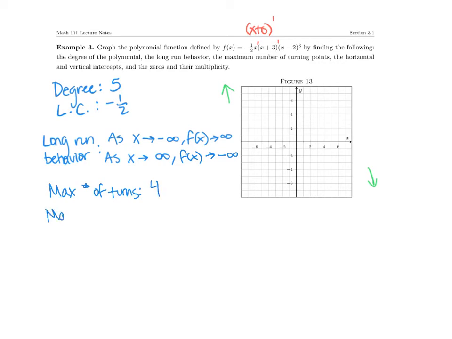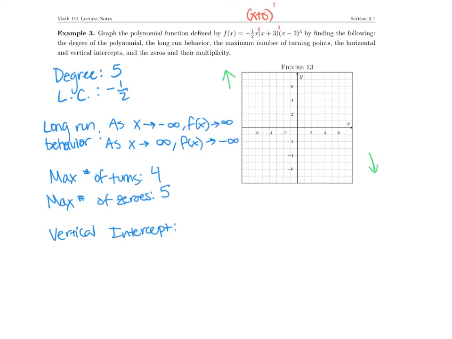And then the maximum number of zeros, we still want to list that, that's going to be the same as the degree. So that's the maximum number of zeros, but I do just want to point out we only have 3 in this case because one of them does have a multiplicity. So that's okay if they are different. Next, let's go for our vertical intercept, also known as our y-intercept. Vertical intercept. So that is when we are plugging 0 in for x.